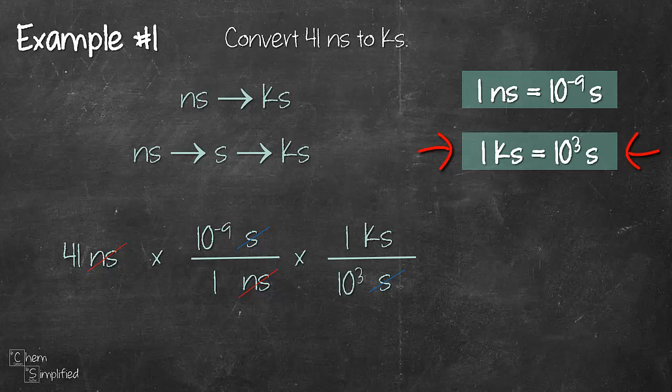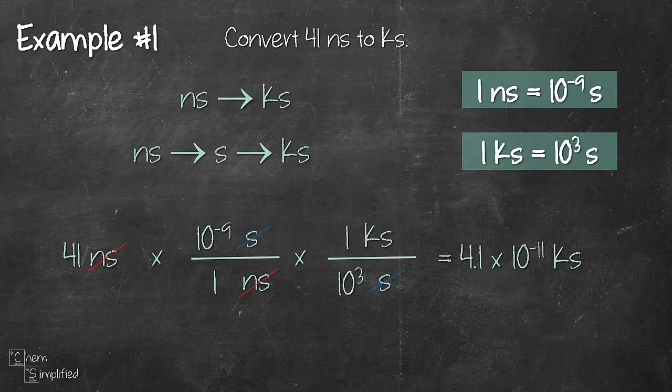So when we do the math, we punch in the calculator, 41 times 10 to the power of -9 times 1, divide by 1, divide by 10 to the power of 3. That will give us 4.1 times 10 to the -11 kilosecond. In fact, you don't have to worry about multiply 1 divide by 1 because anything multiplied by 1 or divided by 1 is whatever that value is.